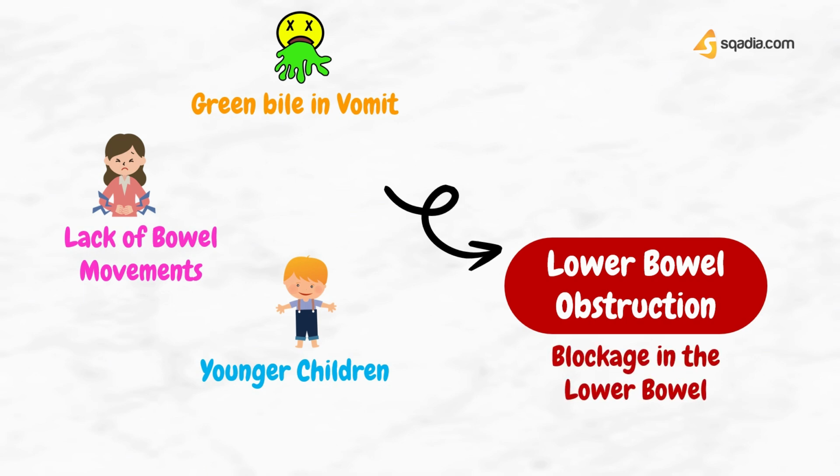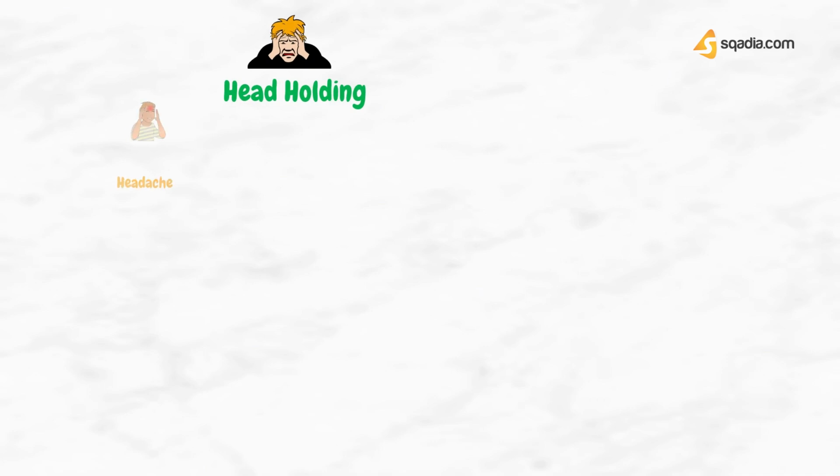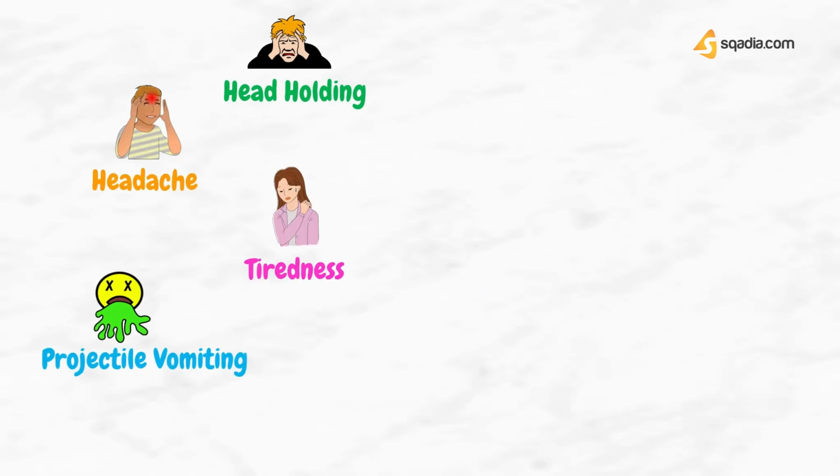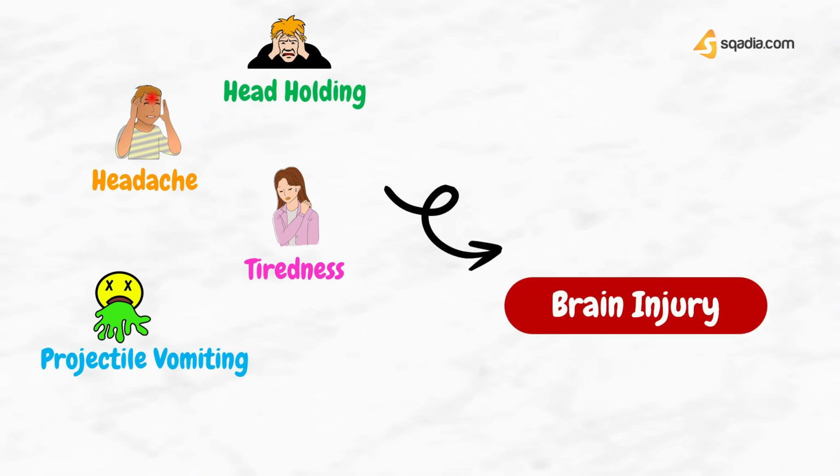So if the patient has problems in head holding, and they might have headache, tiredness, and they also present with projectile vomiting, then there's a high chance that the child has a brain injury that occurs as a result of inflammation, tumor, or any sort of injury in the brain.